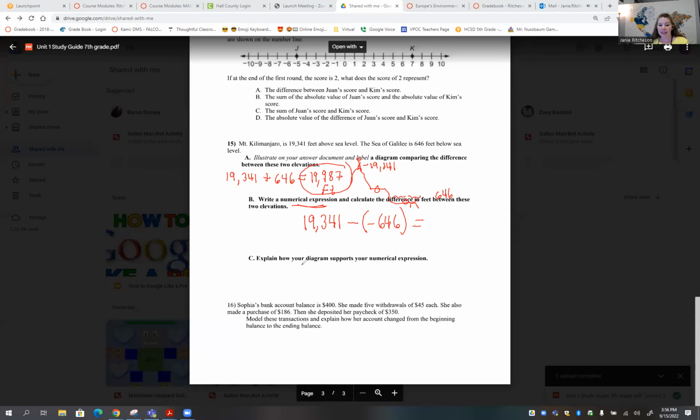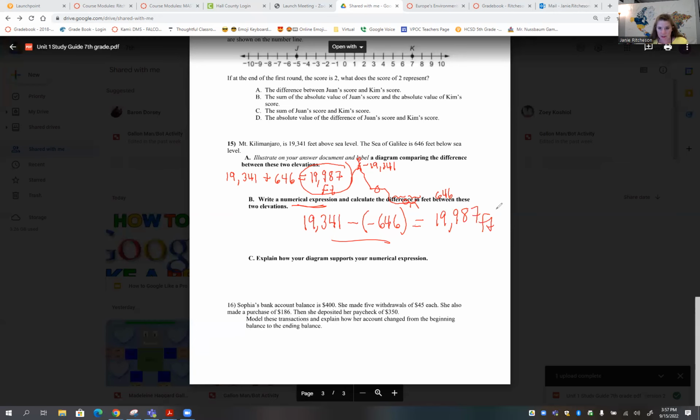Okay. And then it says, explain how your diagram supports your numerical expression. Well, basically, that's what I would say. Between ground level and the top of the mountain is 19,341 feet. The difference between ground level and the bottom of the sea is 646 feet. And so my diagram illustrates this numerical expression for a total of 19,987 feet apart.